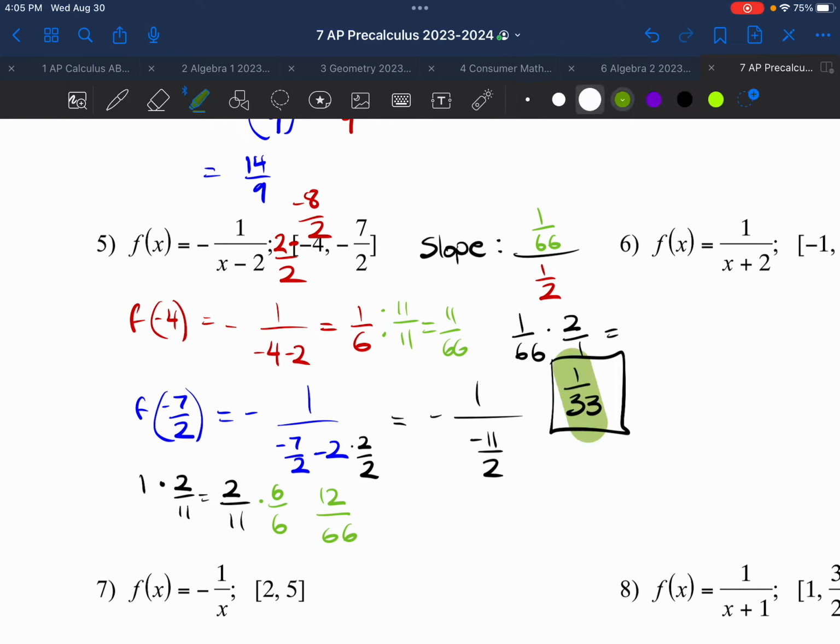Give me a sec here. I have a text message on my phone, and I want to make sure this is not important. Nothing too pressing. All right.